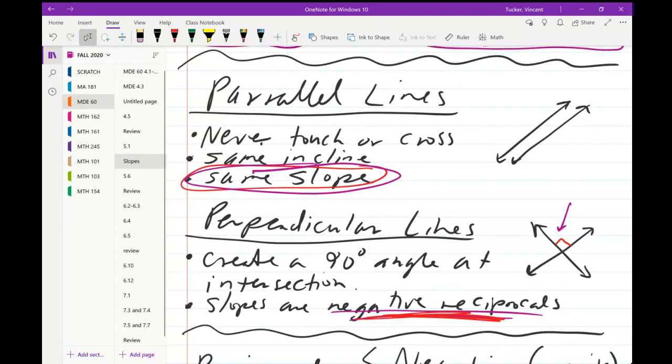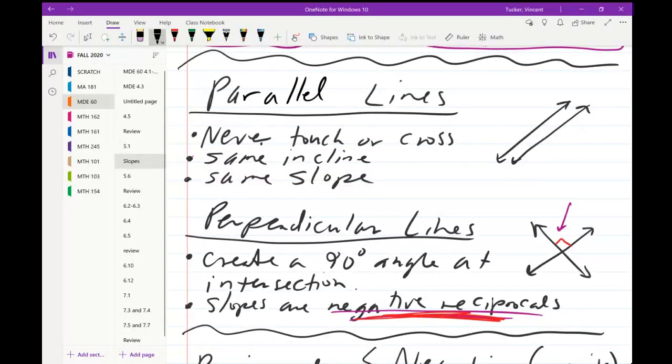So next 2 relationships when it comes to the slopes. Parallel lines. I got 2 R's in there. It's not supposed to be 2 R's in there. Just one. So parallel lines and perpendicular lines. Parallel lines will never touch or cross. They have the same incline. So in other words, they have the same slope.